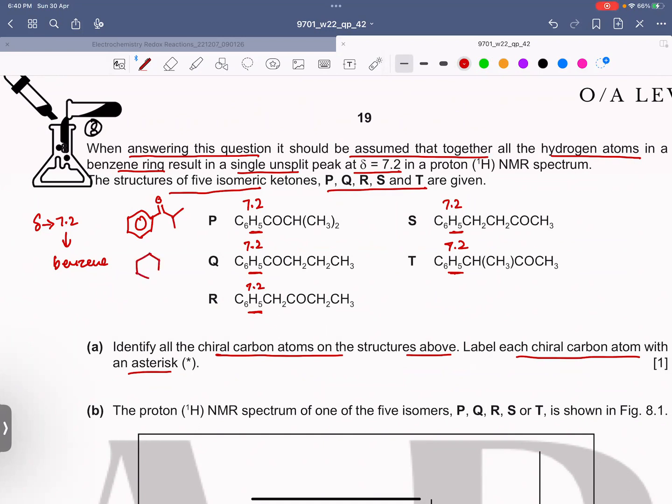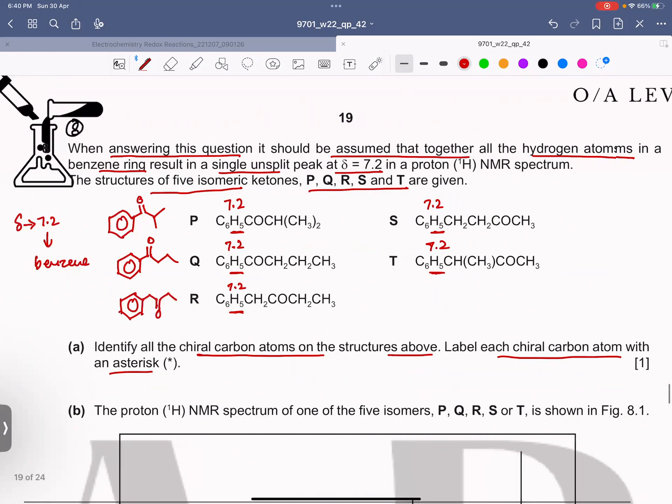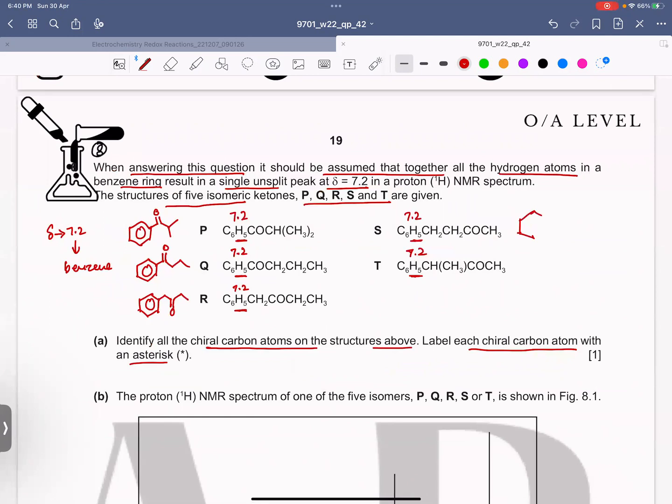If I draw Q over here, in that Q there is a C double bond O, then CH2, CH2, CH3, again no chiral carbon. If I draw R, a benzene ring, CH2, C double bond O, CH2, CH3. Again, if you see, no chiral center. In S, a benzene ring, then CH2, CH2, C double bond O, and CH3. No chiral carbon. So it must be T. So CH having a CH3 and C double bond O and CH3.